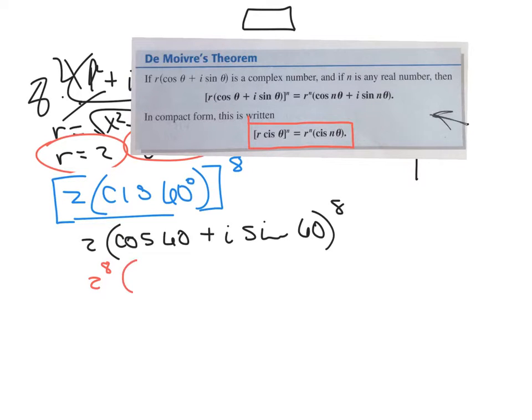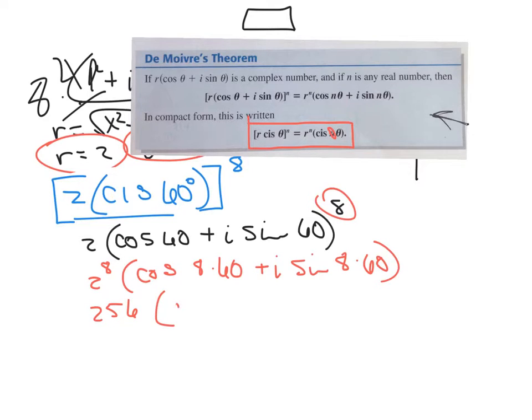And then we're going to write it as cosine n theta. Our n is that 8 right there. Cosine of 8 times 60 plus i sine 8 times 60. Okay, so 2 to the 8th power is 256. Using your calculator, cosine of 480 plus i sine of 480, and we get that.